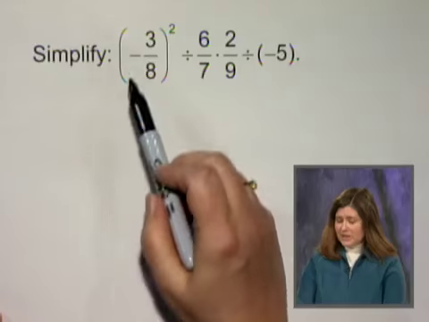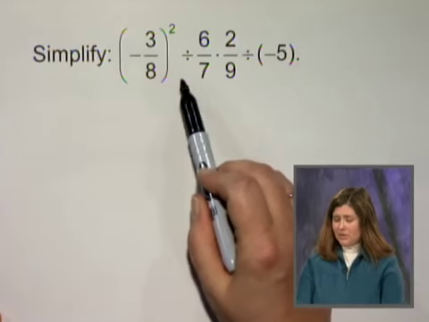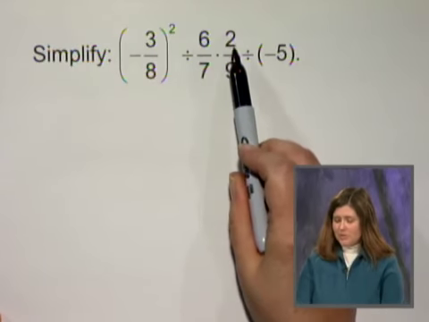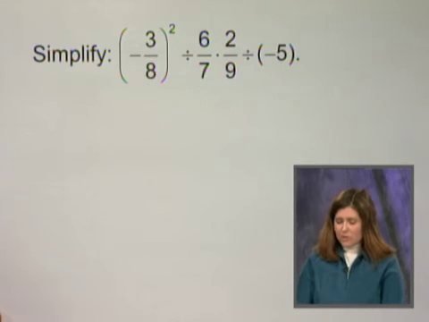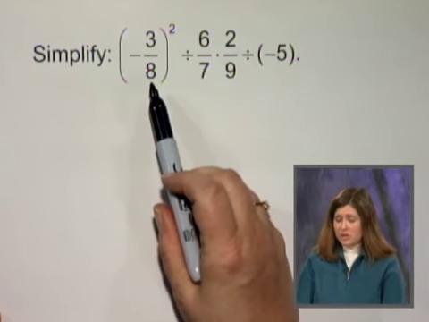In this exercise, we'll simplify an expression that involves fraction notation. The expression is (-3/8) squared divided by 6/7 times 2/9 divided by -5. We'll start by evaluating the exponential expression.